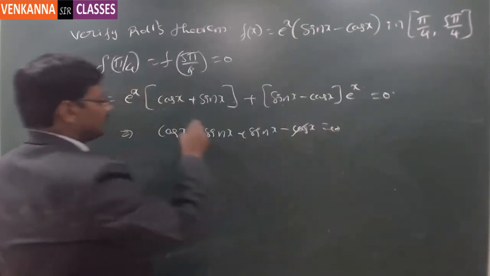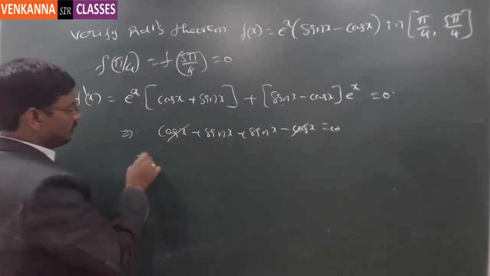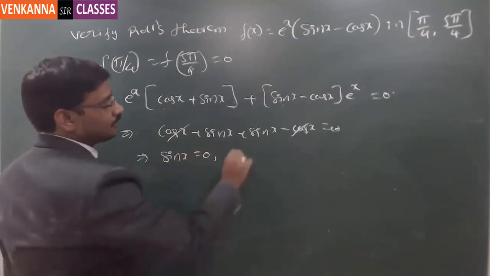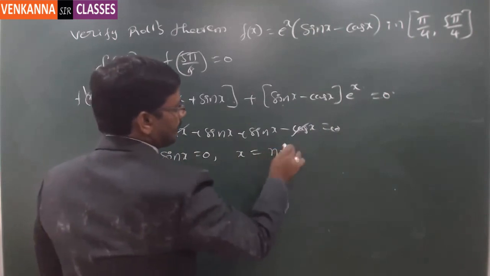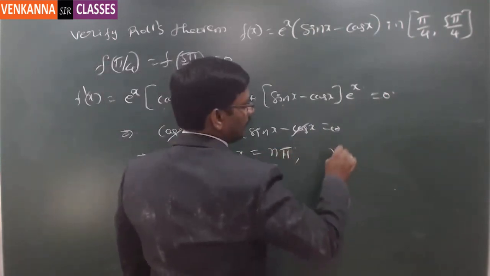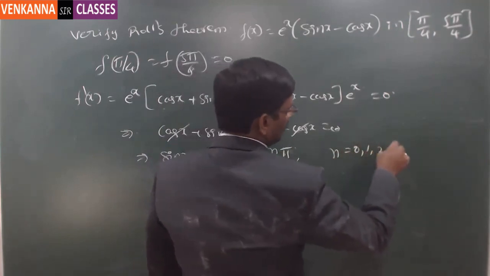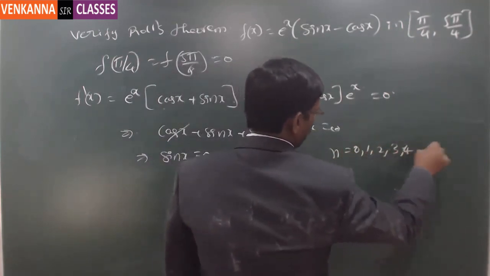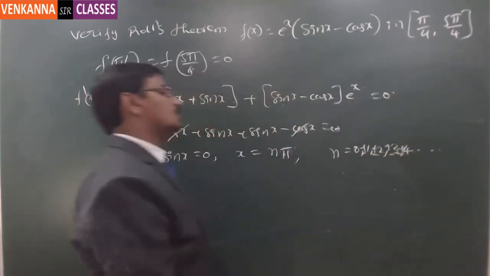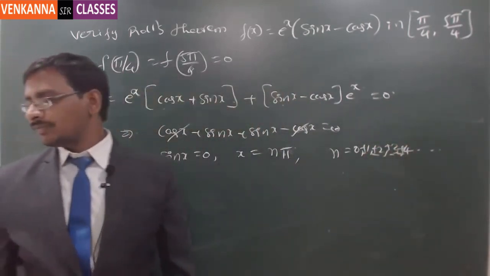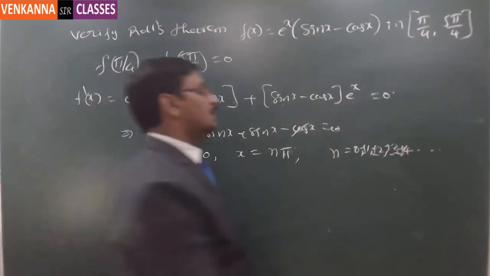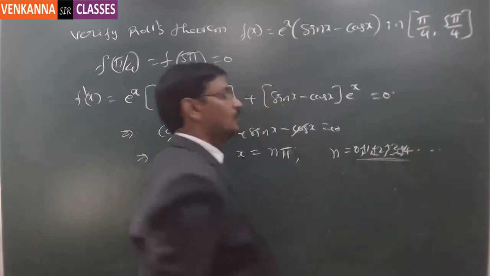Then this will cancel out. Then 2 sin x is equal to 0, or sin x is equal to 0 simply. And the general solution of x will be n pi, where n is 0, 1, 2, 3, 4, plus or minus, right? So all the values of n will satisfy, within the integer numbers from minus infinity to plus infinity.